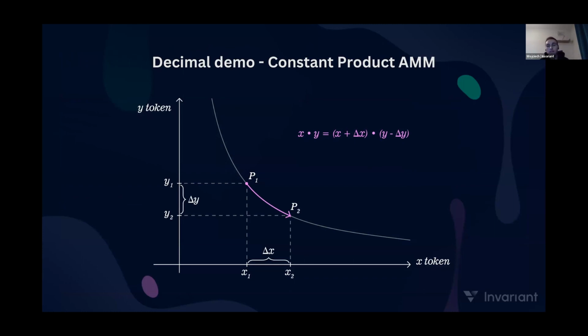I will be using the most famous primitive in DeFi, which is the constant product AMM. Most of you probably know this concept: you have token X and token Y, and after each swap, the product of these token amounts inside the pool reserves stays constant.